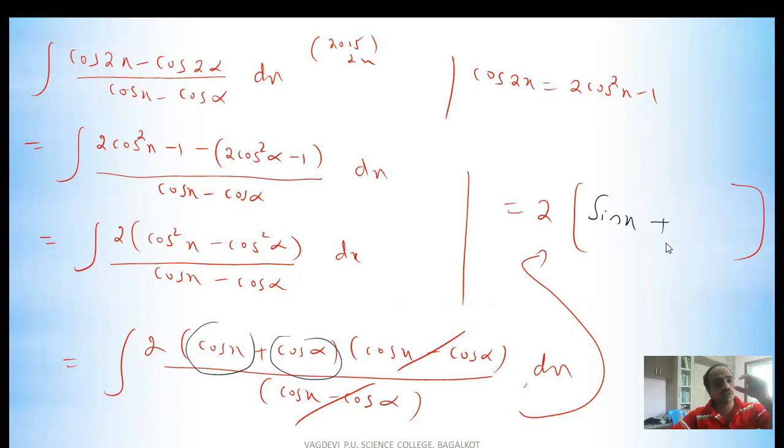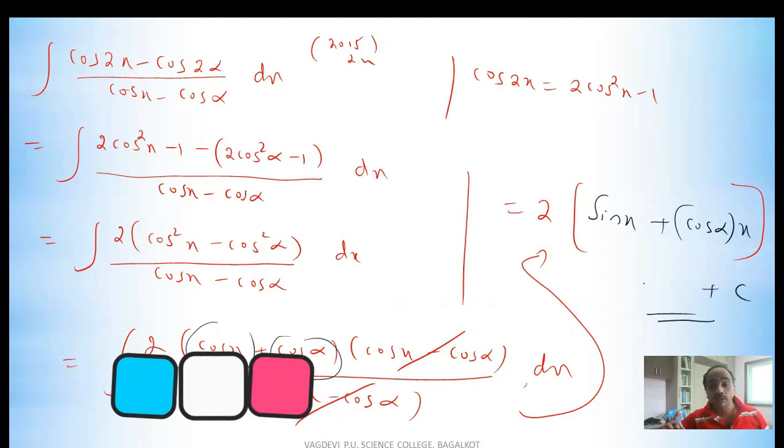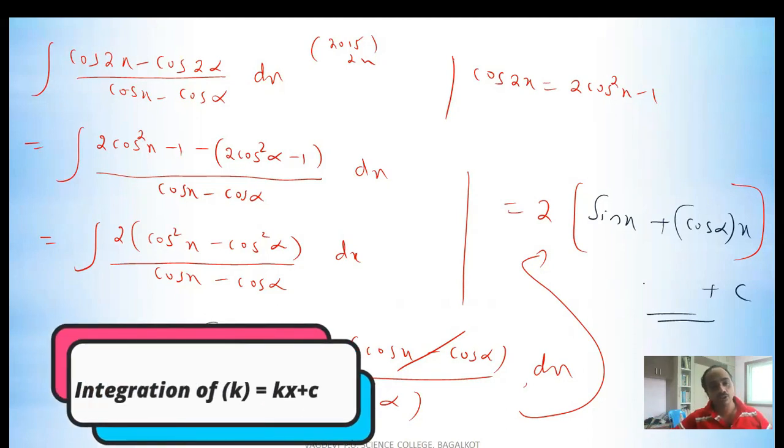So what is integration of constant? Constant into x, whatever be the constant. So cos alpha is constant into x. That is the formula in our standard integration results. Integration of k is kx. So integration of cos alpha is cos alpha into x. Cos alpha is not a function, it's not a variable, it's a constant. So this is the answer.